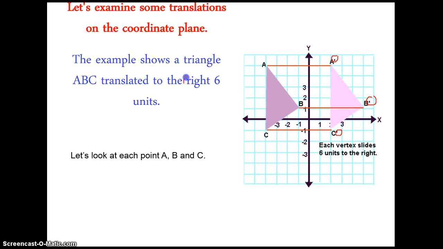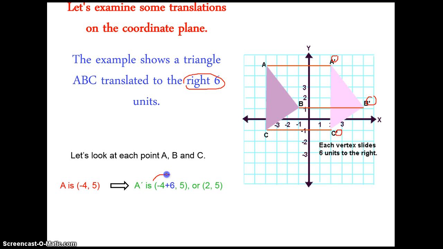To the right 6 units, so we're moving towards the larger numbers on the number line. We started out over here at -4. We ended up over here at positive 2, so it's getting bigger. As we move to the right, that's always going to happen. So the original point for point A is negative 4, 5. It did not move up or down, it just went to the right.